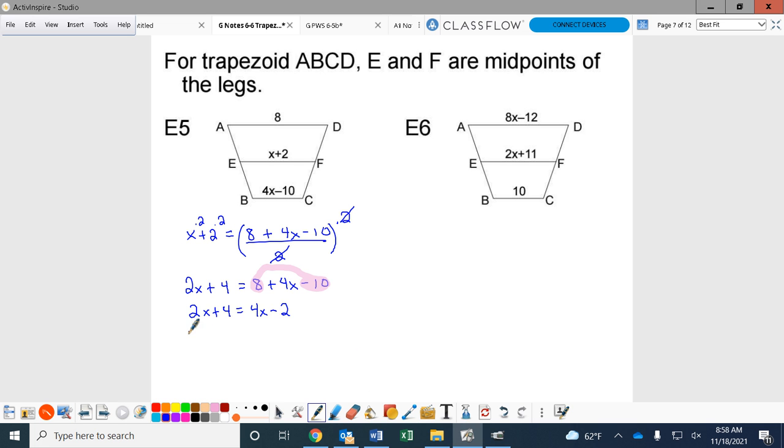From there, you would minus 2x because you got to move all your variables to one side. It's going to make it 4 equals 2x minus 2. Add 2. We get 6 equals 2x. Divide by 2. And 3 equals x.